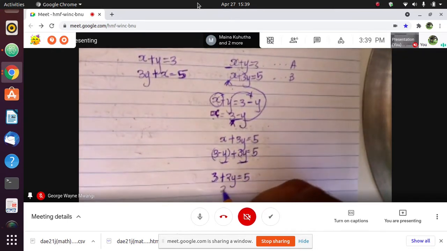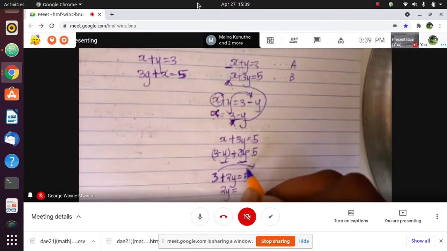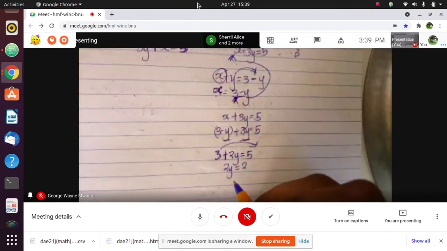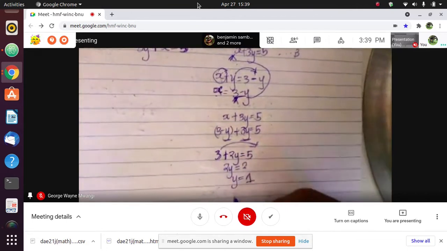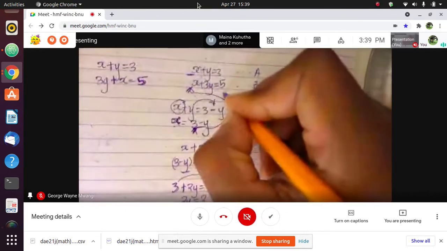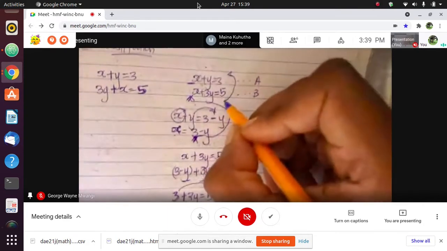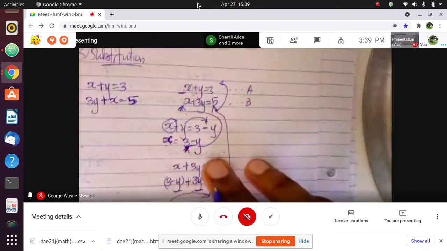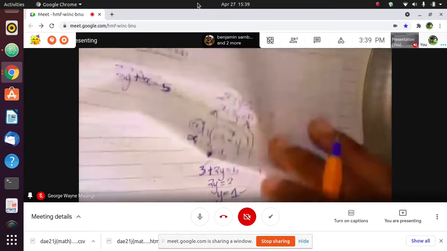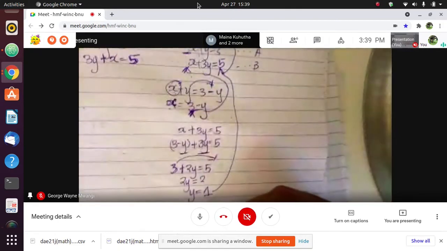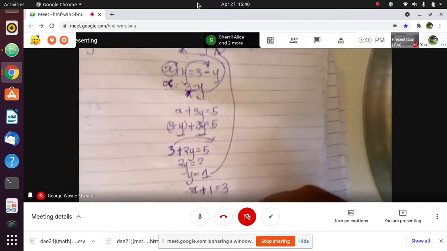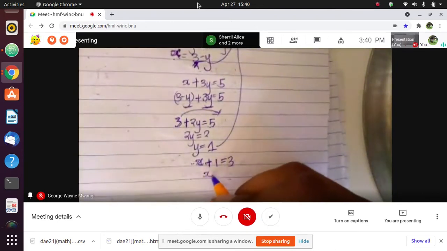Now 2y is equal to, we will take 3 to the other side and it will become a negative. So 5 minus 3 is 2. So y will therefore be 1. Now we will replace this value of y in either of these 2 equations, A or B, to give us the value of x. Let's use the first one. So x plus y, and now the value of y is 1, is equal to 3. x plus 1 is equal to 3. So x will therefore be 2.